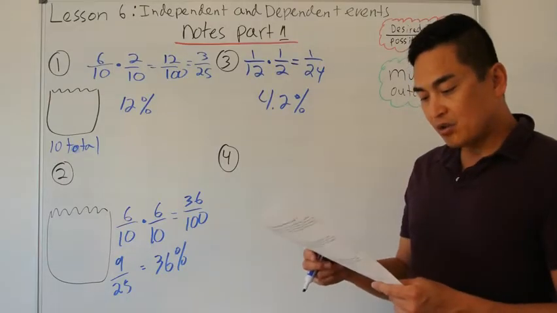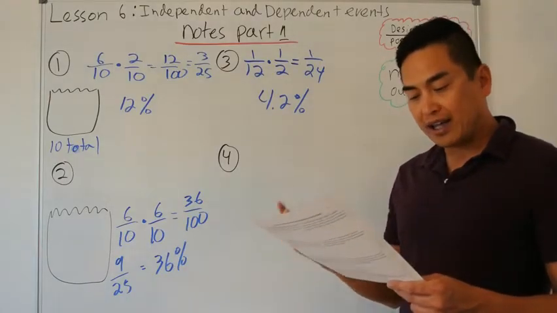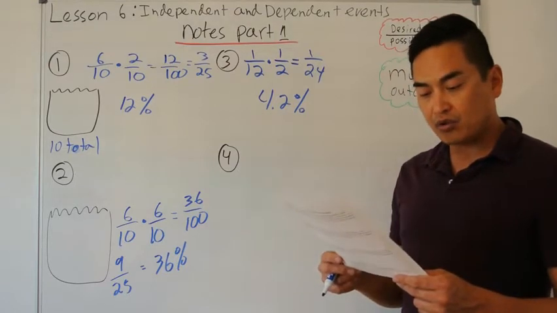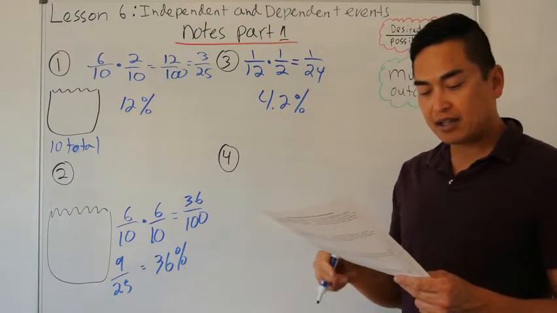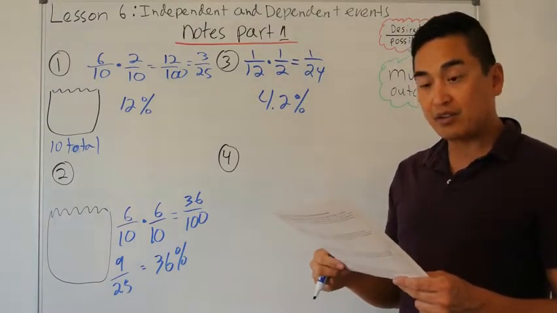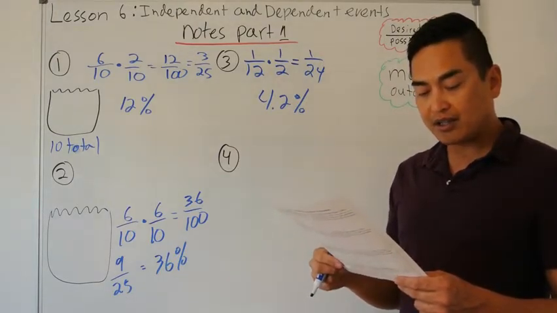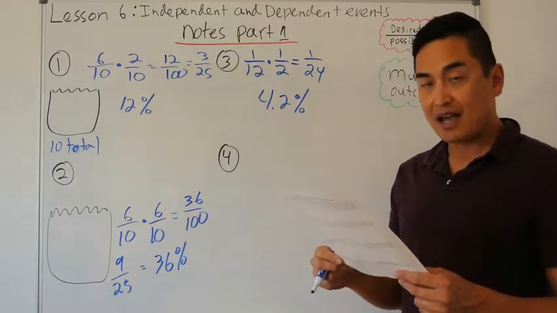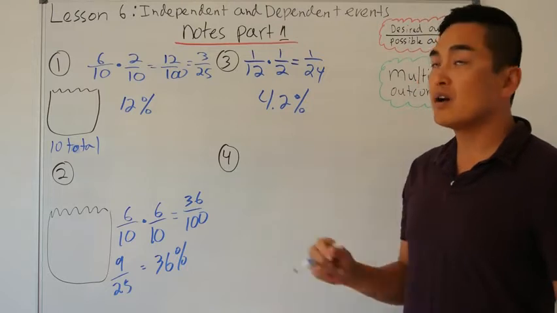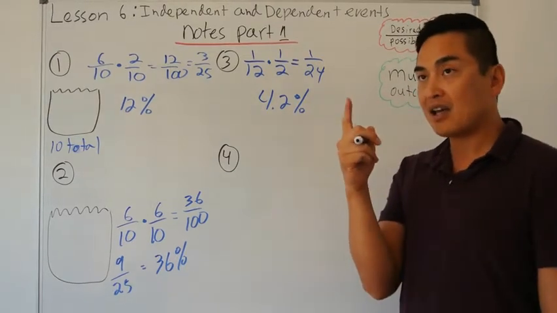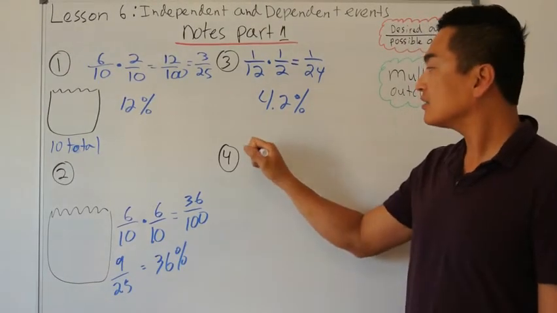Number 4 says, you are about to attack an orc in a role-playing game. You will throw 2 dice, one numbered 1 through 8, and the other with letters A through G. What's the probability that you will roll a 6 and a B? Okay, so a 6 is 1 out of 8. The die has 8 sides, that's 1 out of 8.